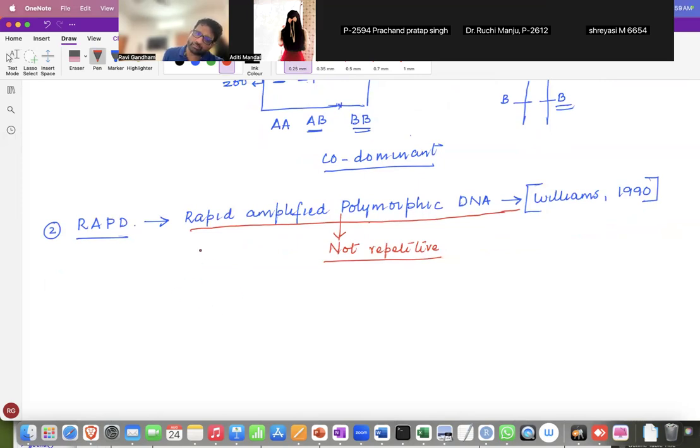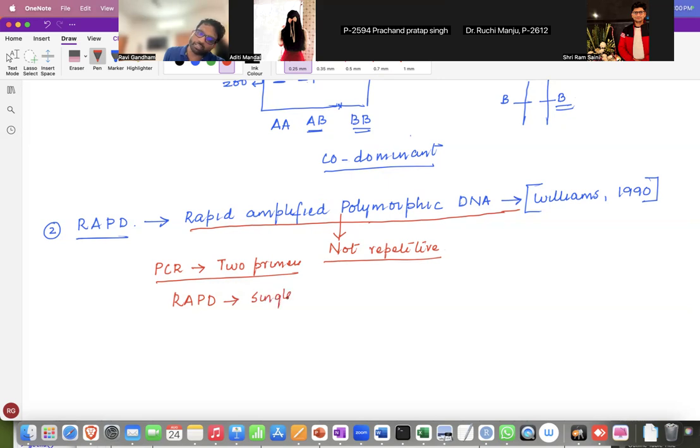Now, the most important thing. For RAPD, normally for a PCR amplification you need 2 primers. But for RAPD, you need a single primer. Now, don't ask me how you are amplifying with a single primer. What does this mean? The primers are so designed, listen to me very carefully.